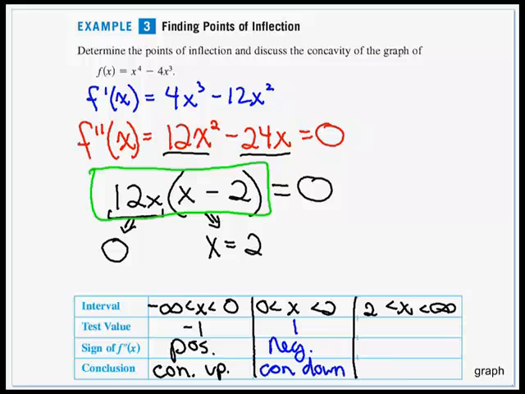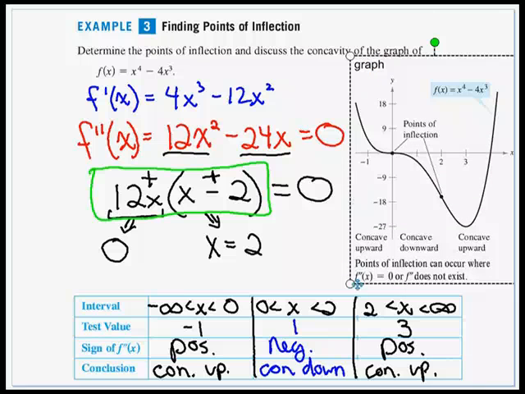And our last interval, from 2 to infinity, let's plug in a 3. If I plug a positive 3 in here for x, I'm going to get 12 times 3, which is a positive number, and in the parentheses, 3 minus 2 is a positive result. Positive times positive is positive. Our second derivative is positive, and that tells us again that that portion of the graph is concave up. Let's see here, I got the graph we can pull out, and let's see what this looks like.